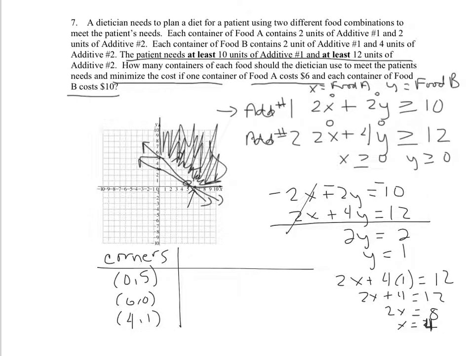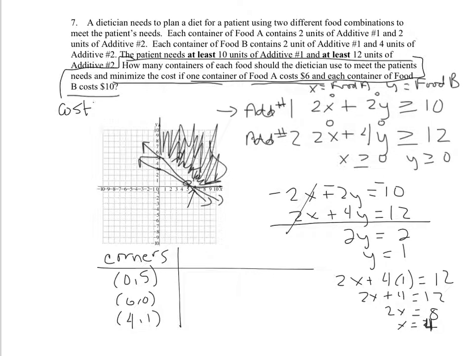Here's what we haven't yet done, and that is coming up with the equation we need to try to minimize cost. So let's look at what it tells us about the cost in this last sentence. We need to know how many containers of food A and how many containers of food B, notice that's what our variables are, the X and the Y, would be needed in order to minimize the cost if food A costs $6 and food B costs $10.